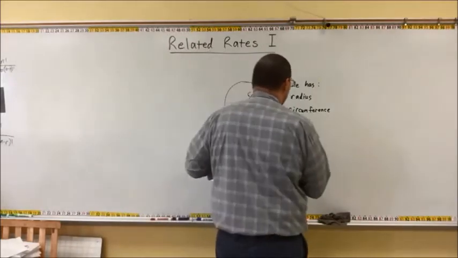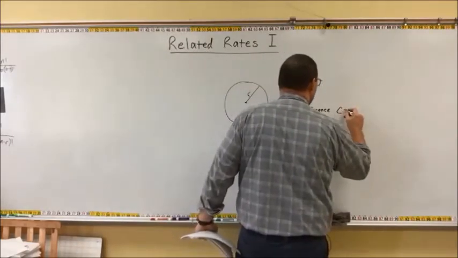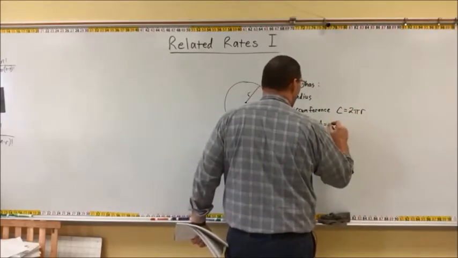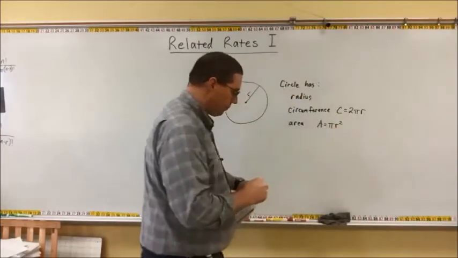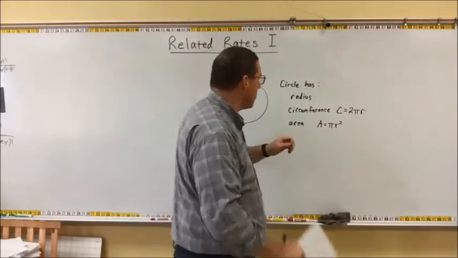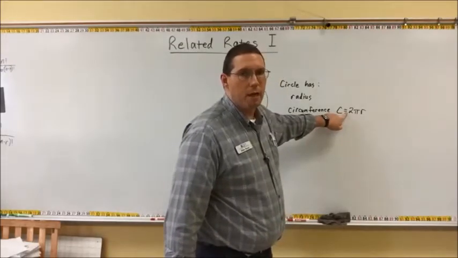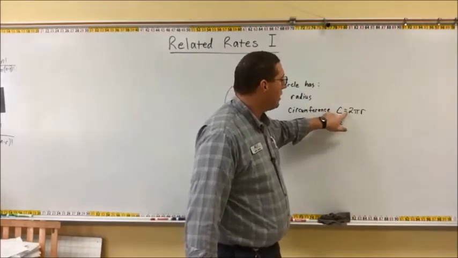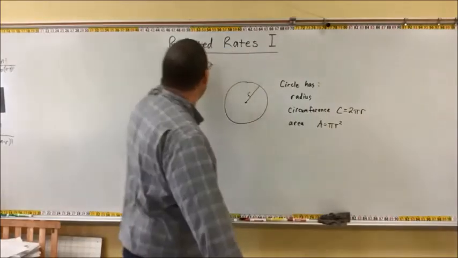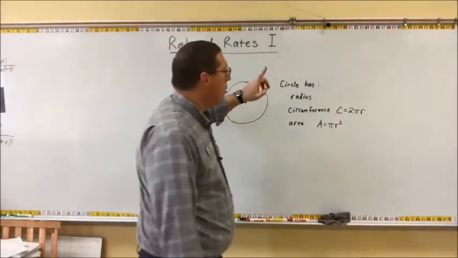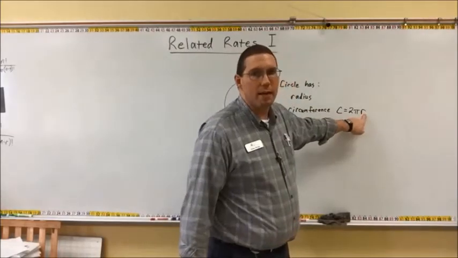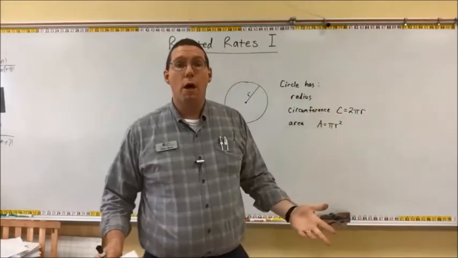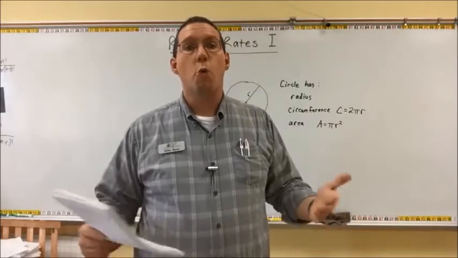In fact, let's throw the formulas up here. Circumference is equal to 2 pi times radius. Area of a circle is equal to pi times radius squared. And what you can see here is this. See this equal sign here in this formula? This equal sign means that circumference is related to radius. Related. And the rate of change in radius is related to the rate of change in circumference. So they are related rates.